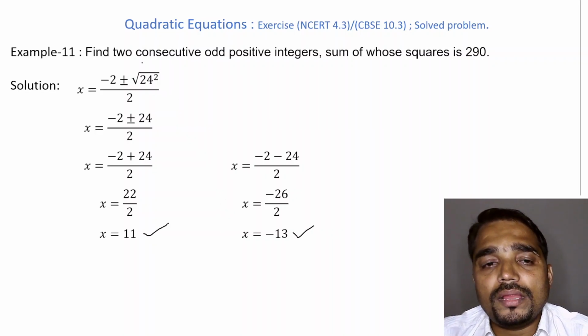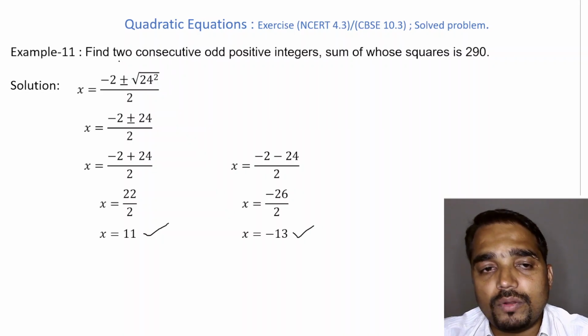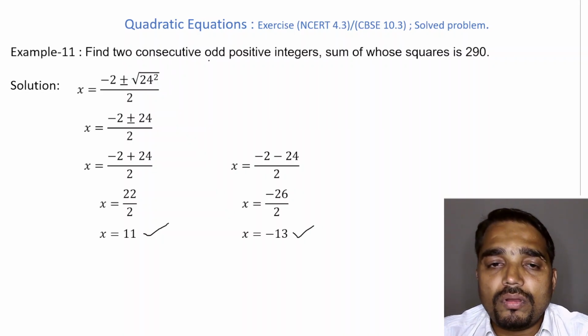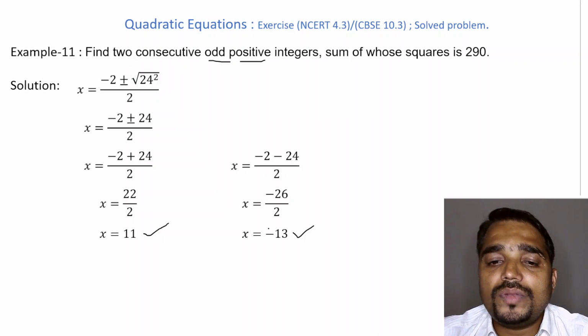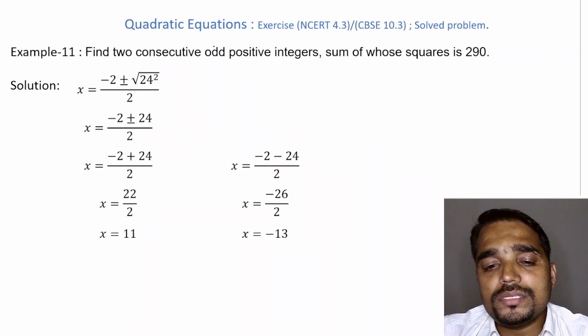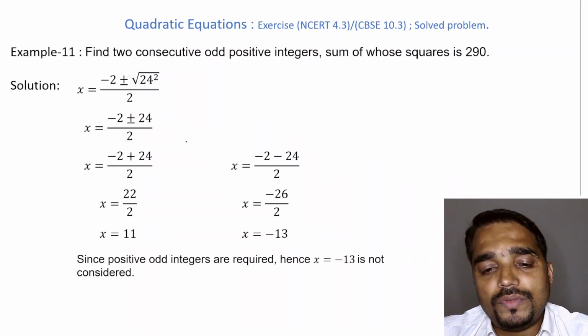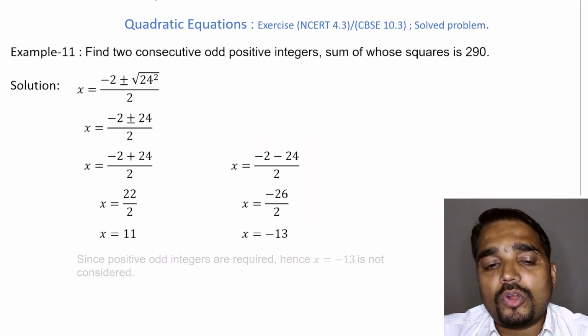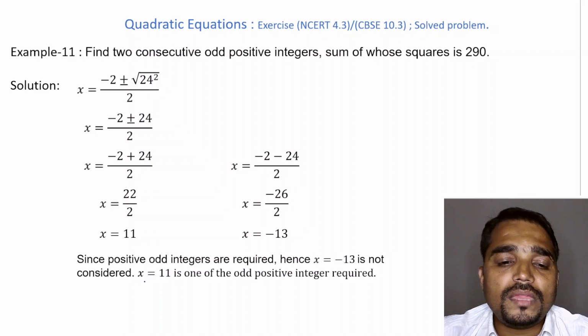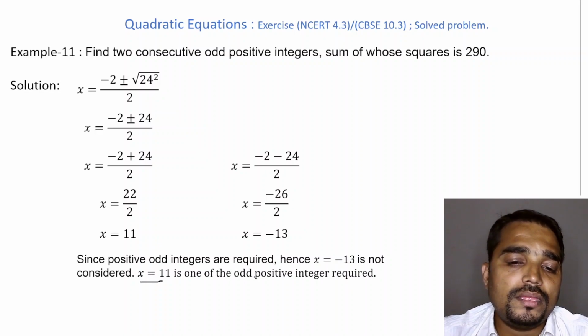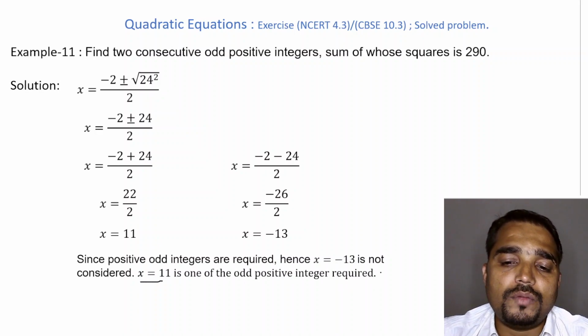Because we want to find the odd positive integer, negative values of x cannot be considered. Therefore, since we want an odd positive integer, we would not be considering x is equal to minus 13. Therefore, x is equal to 11 is one of the odd positive integers which is required.